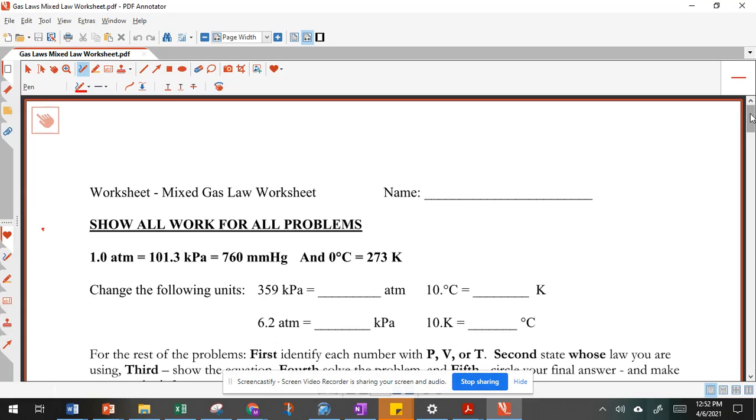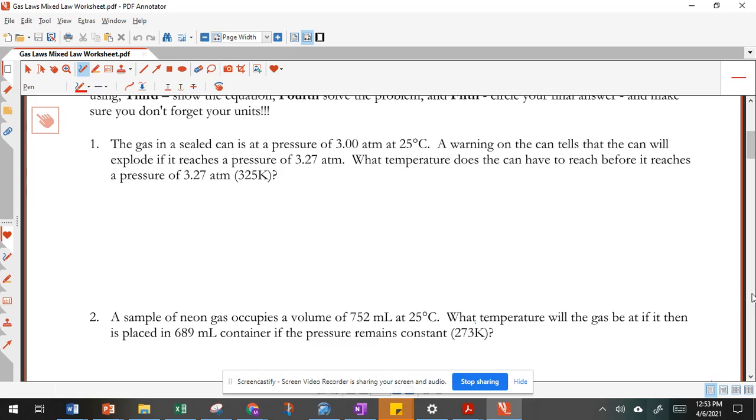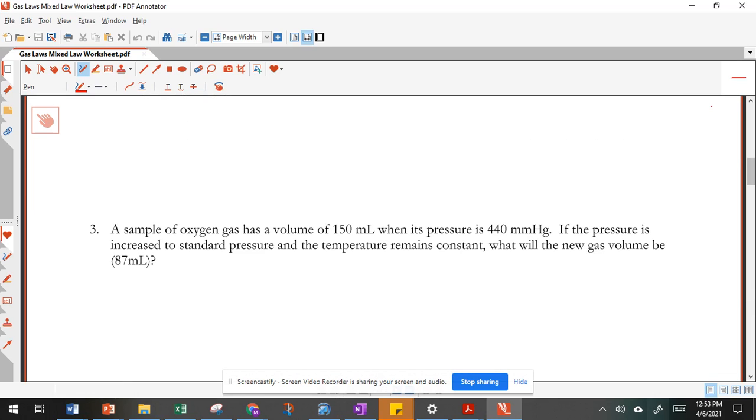Okay, so now we're going to do a problem with Boyle's law, and this is the worksheet that you guys have for homework. This is a mixed gas laws worksheet, and I will go over which problems you have to do. But I want to show you one of these problems. I'm just showing you the technique I want you to use as you're solving it. So let's go down to number 3.